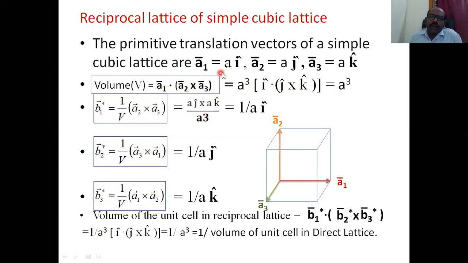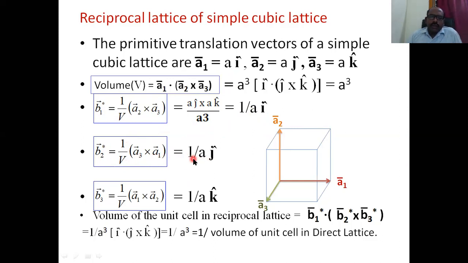Simply, you place all these vectors in matrix form and find the determinant, which gives us the volume. Okay, a cube. So a cube is written in the denominator as V is there. We are writing here, totally we are getting 1 by a into i cap. So it is a basis vector in the reciprocal lattice. So if we see similarly the other basis vector B2 star is equal to 1 by V into A3 A1.